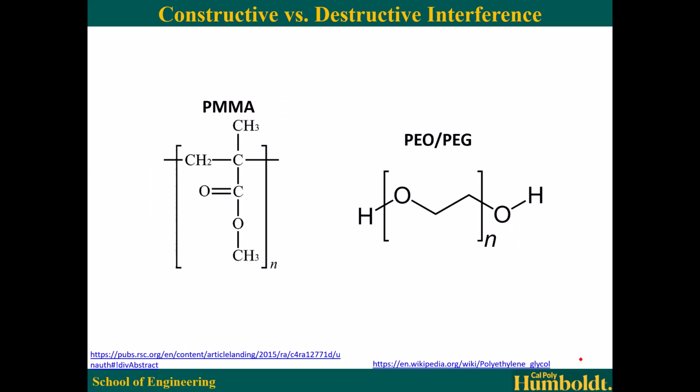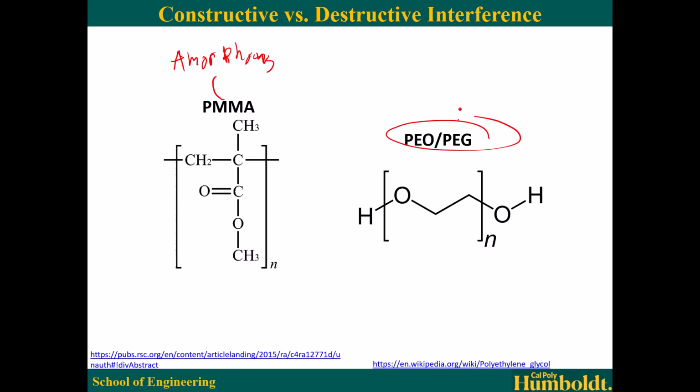PMMA is an amorphous polymer. So you are not going to see any significant crystalline regions. PEO and PEG is a semicrystalline polymer, so we should expect it to have sharper peaks. The amorphous one should have wider peaks and fewer peaks. Sharper peaks and more peaks for this one.